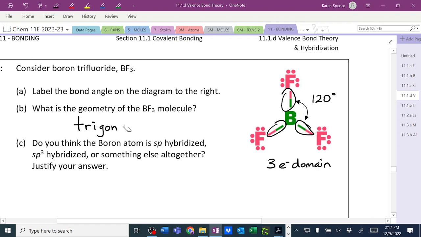That's another one of the weird ones. We went from bent and linear. Wouldn't it make sense to have triangle? But no, it's not triangle, it's trigonal planar. Yeah, I know, right? Sometimes people pronounce it differently. I'm not actually sure which one is correct. So pronounce it however you like.